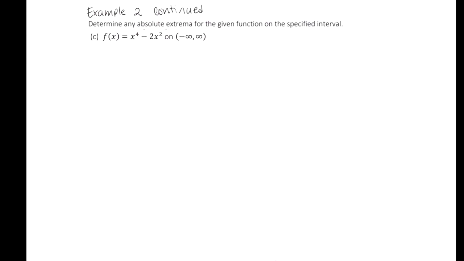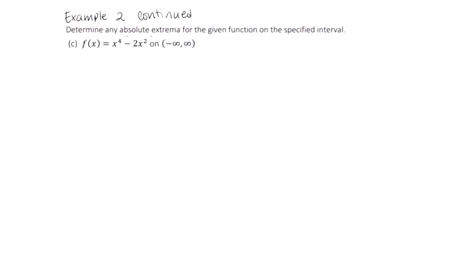Welcome. In this video, we're going to determine the absolute extrema for f of x equals x to the fourth minus 2x squared. Here we're going to determine where the absolute extrema lie on all real numbers, so on its domain. We're going to use calculus and a little bit of what we know from precalculus. We're not going to use the second derivative test on problems like this yet, but we will get to the second derivative test later on.